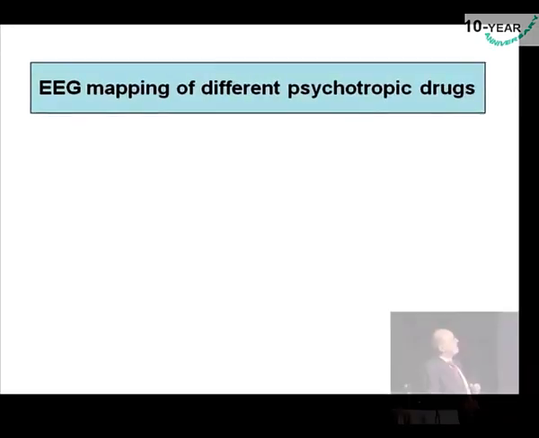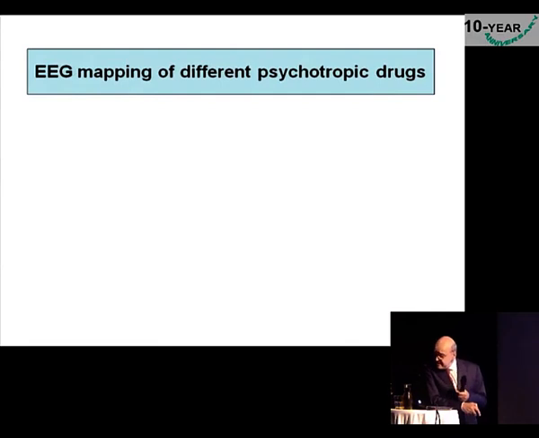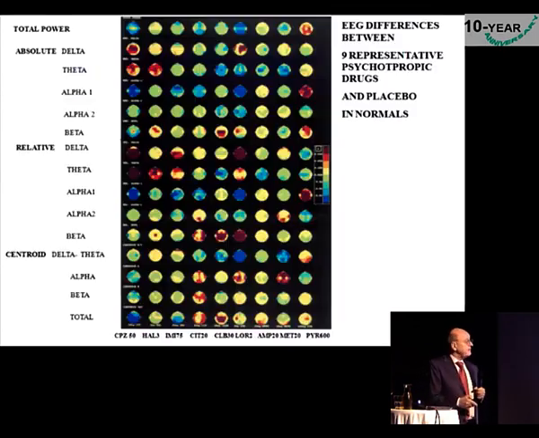Okay. Now, the interesting thing, however, was that EEG mapping also looked different with different psychotropic drugs. And we were investigating, let's say, the main representative compounds of the antipsychotics like chlorpromazine and haloperidol, like imipramine versus citalopram, as an activating and a more sedative antidepressant.